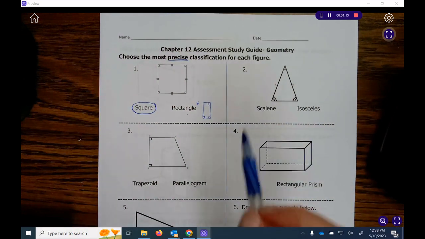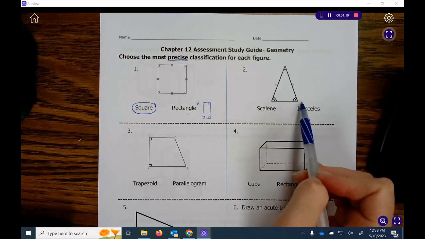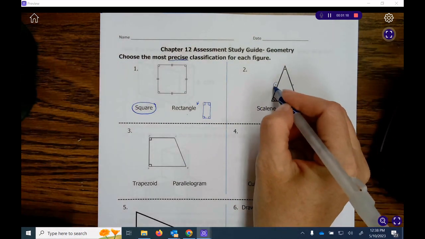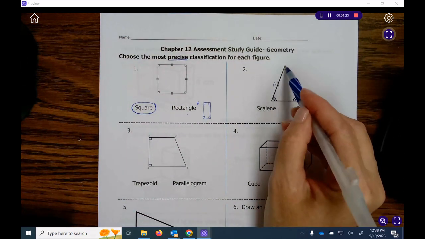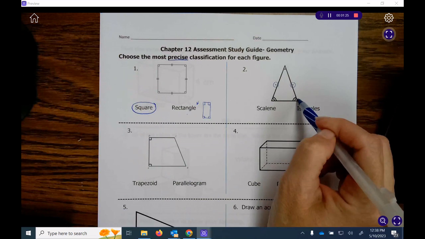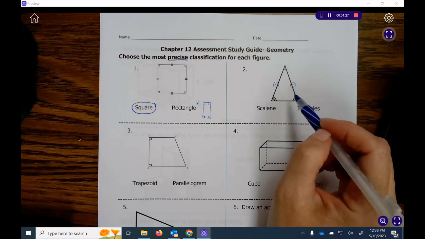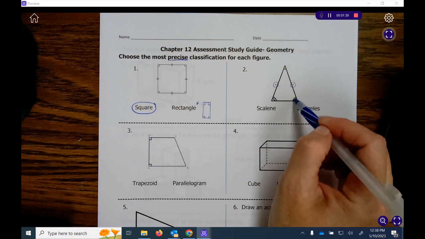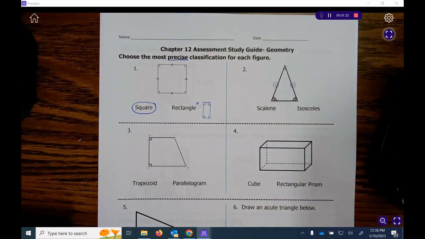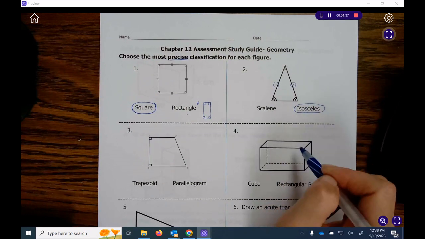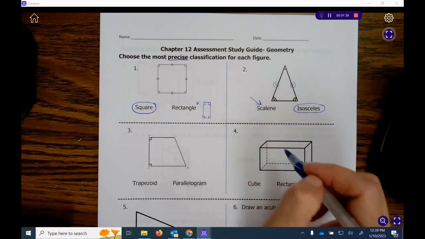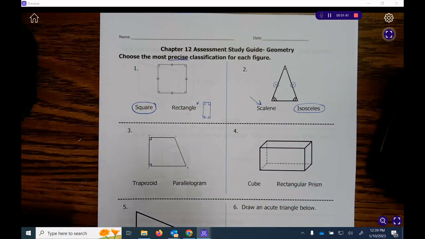Okay, next, question number 2. We have a triangle here. And if you notice that there are 2 X's, this is letting you know that the left side and the right side are equal in length. And that would make sense because this angle and this angle are also the same measure. This is an isosceles triangle. A scalene triangle, no sides are the same length. An equilateral triangle, all the sides are the same length.